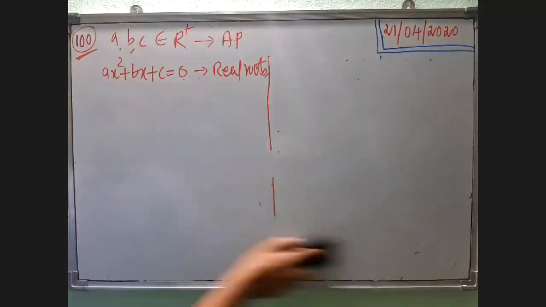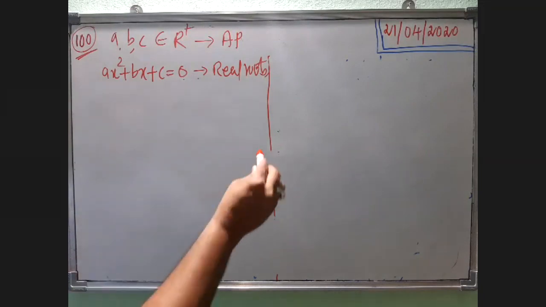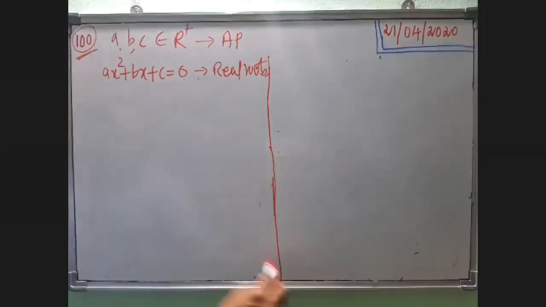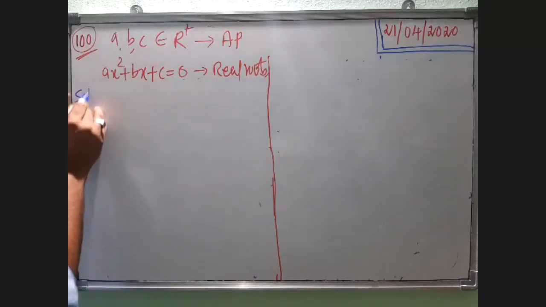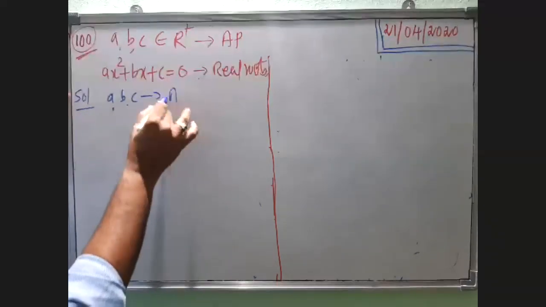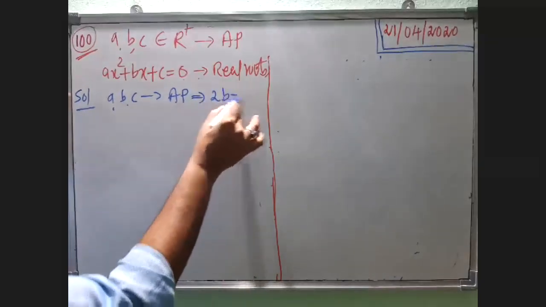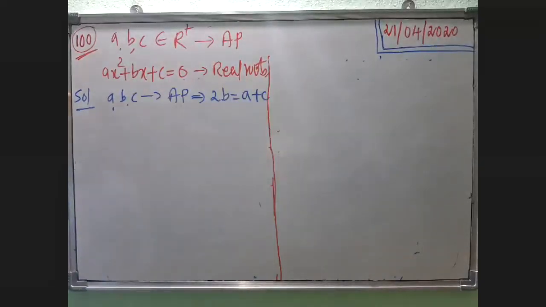So now, what is he saying here? That A, B, C are positive real numbers, and ax square plus bx plus c equal to 0 has real roots. Then find the relation between A, B, C based upon the different options. Now, first, given A, B, C are in AP. What is the condition here? This implies 2B equal to A plus C.